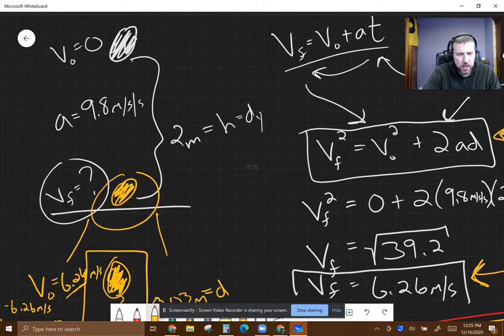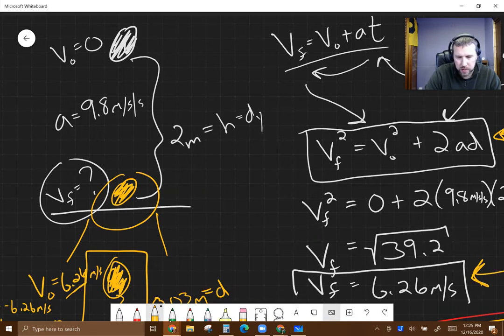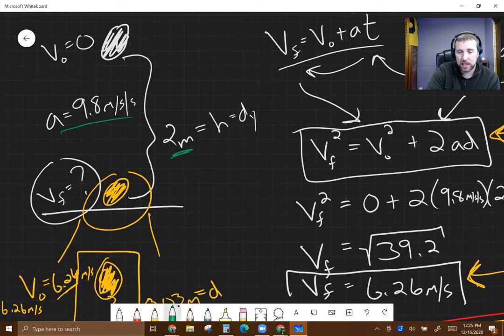First things first, we had an egg. It was dropping 2 meters. Let me grab a green pen here, so it's different from the rest. It was dropping 2 meters. That was the assumption that we made. If we're accelerating at 9.8 meters per second squared, we wanted the final velocity.